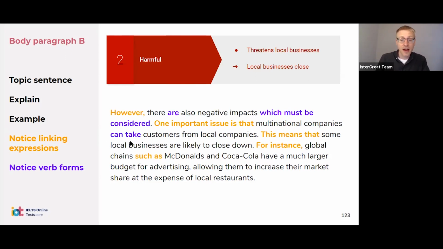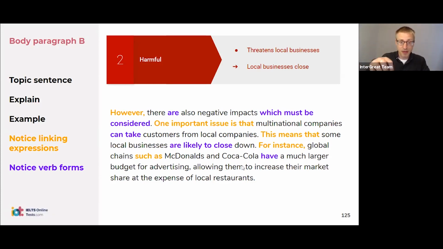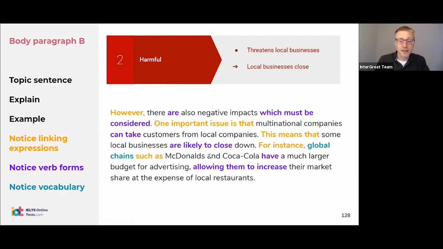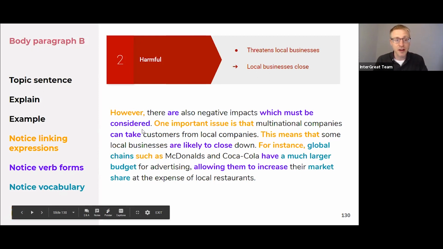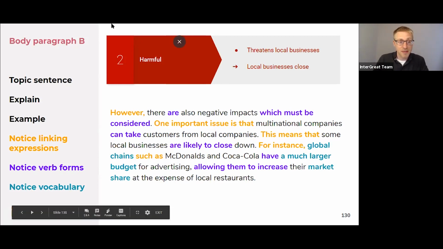Again, can take, to show possibility. Are likely to close down. This is talking about a likely future situation again. Here we're talking have, to say it's happening now. And the additional information with ing, allowing them to increase, after the main verb. Finally, we have some nice vocabulary: global chains, a much larger budget, and market share. This is nice vocabulary to describe business, international business. Okay, so that's our second paragraph.